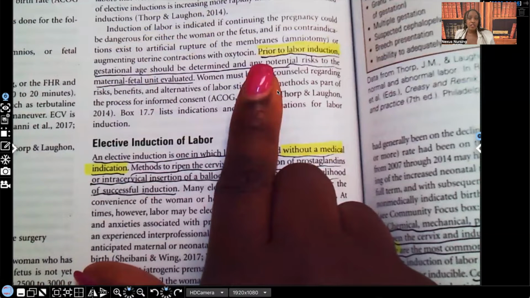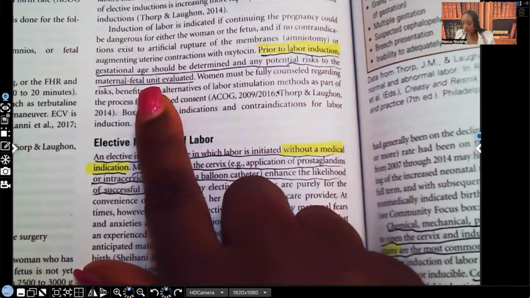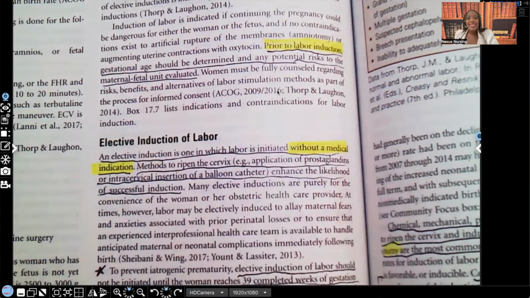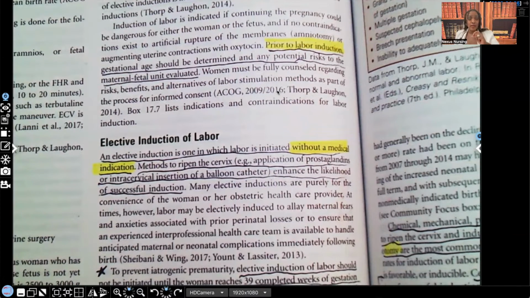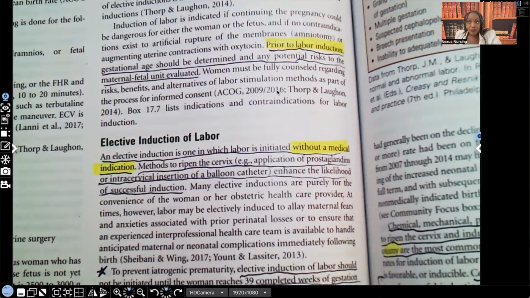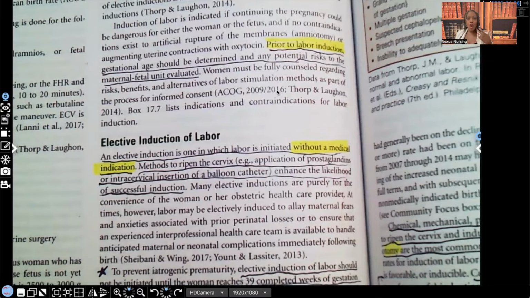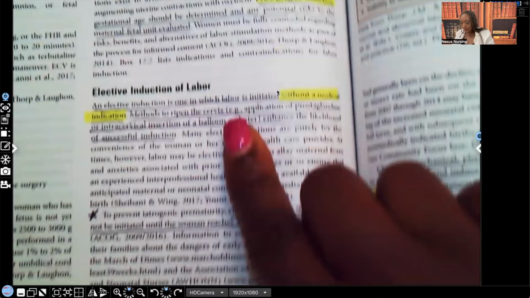Prior to labor induction, the gestational age should be determined and any potential risks to the maternal-fetal units evaluated. Why? We need to make sure that that fetus has enough surfactant, that fetus is old enough that when mom pushes out that baby, it survives outside of the womb. So that's very important. That's one of the most important reasons why we have to check the gestational age.